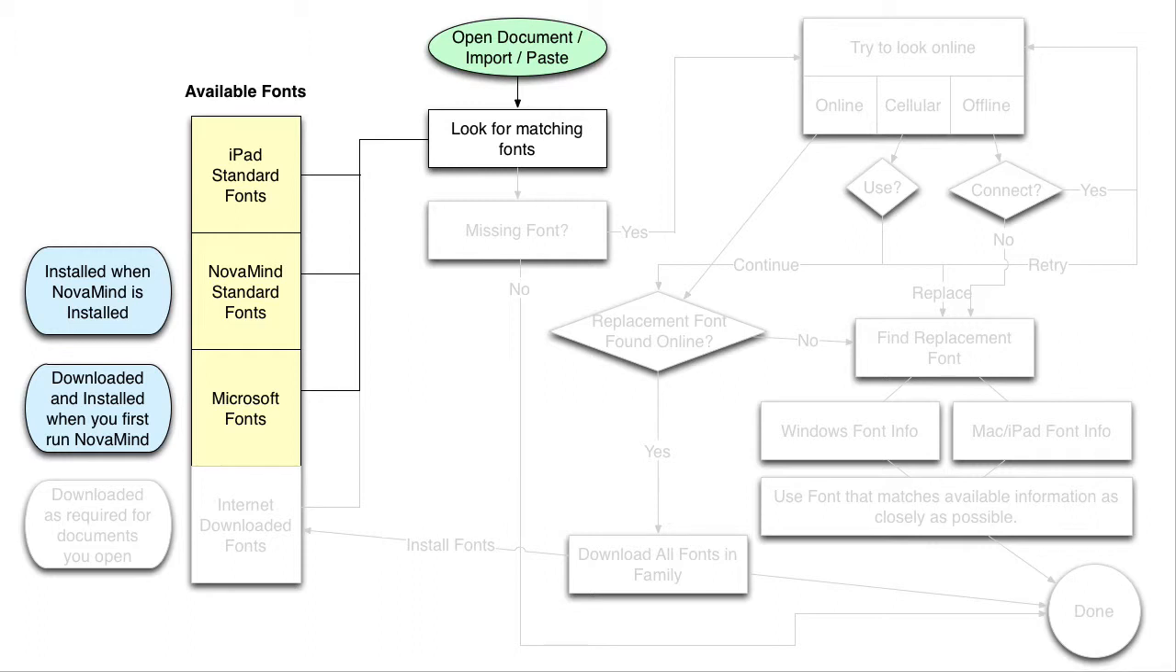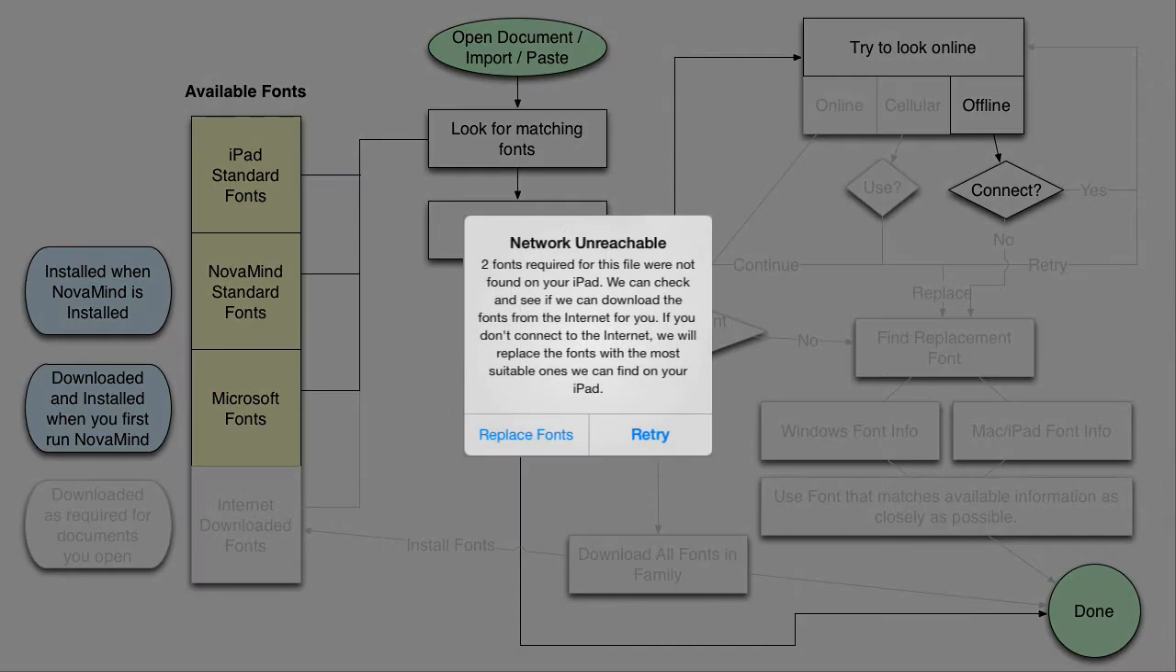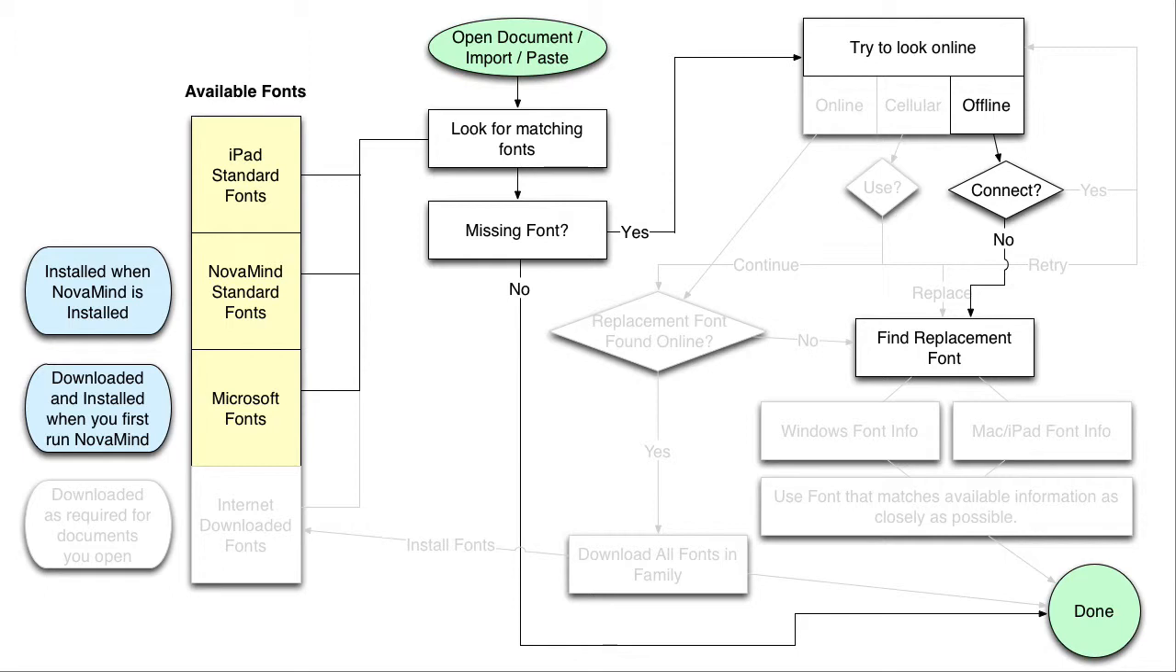When you open a file, NovaMind will register all of the fonts that are used, and if it can't find a font amongst the fonts it already knows about, it will look for those fonts online. If you're offline at the time, NovaMind will prompt you like this. If you don't want to connect to the internet at that time, NovaMind will replace the fonts in your document with the most appropriate replacements it can find. However, if you are able to connect to the internet, it would be preferable to do so and see if the font can be found.